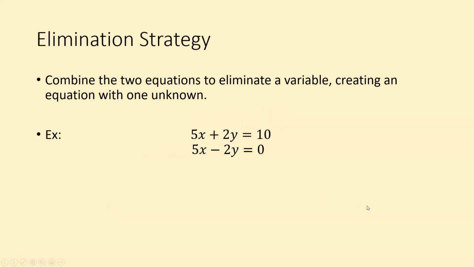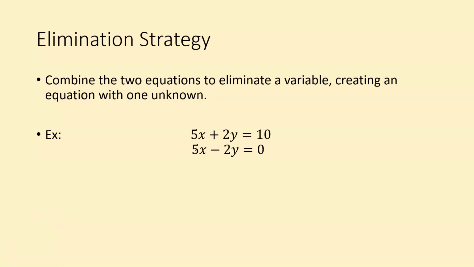So the basic strategy, you want to make sure you put this in your notes, for using elimination is to combine the two equations in our system to eliminate one variable, creating an equation with one unknown quantity. So, for example, we have 5x plus 2y equals 10, 5x minus 2y equals 0.